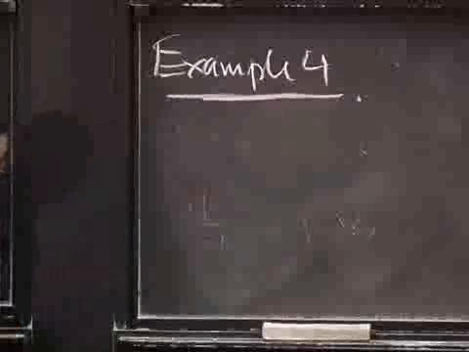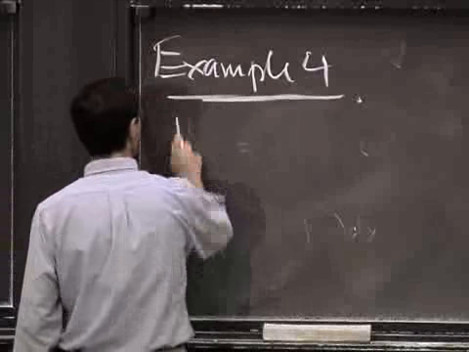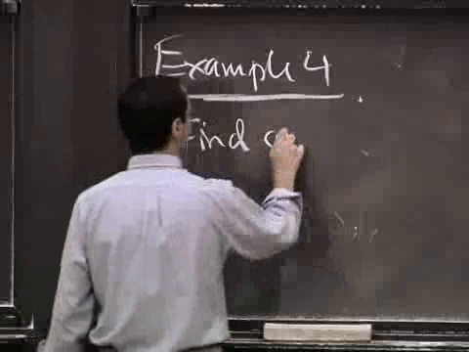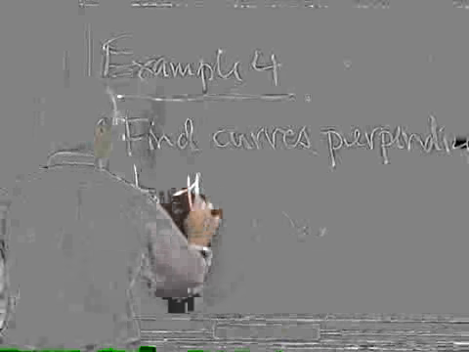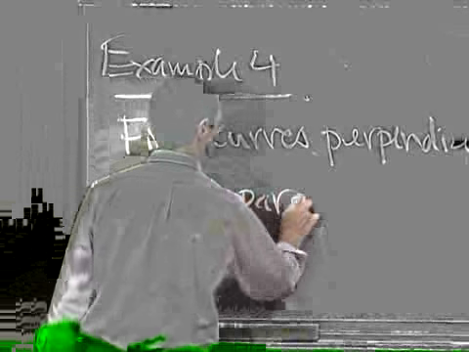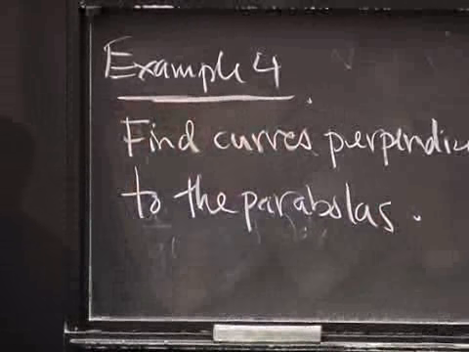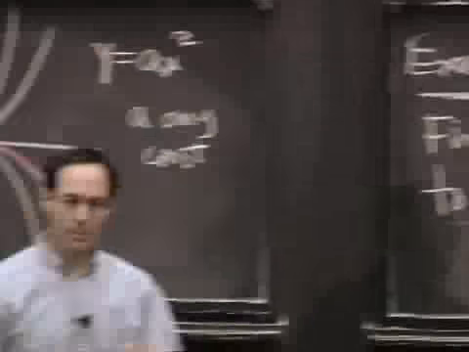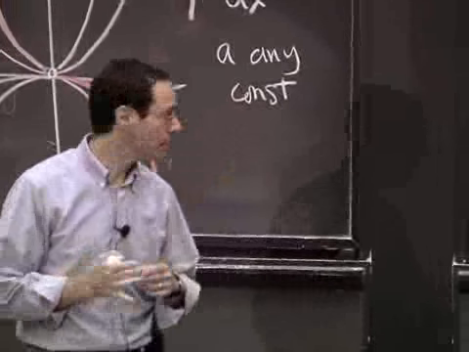The fourth example is to take the curves perpendicular to the parabolas. This is another geometry problem. And by specifying that the curves are perpendicular to these parabolas, I'm telling you what their slope is.